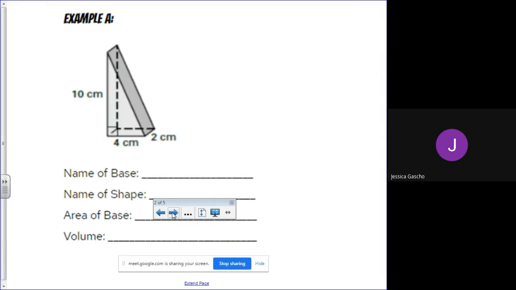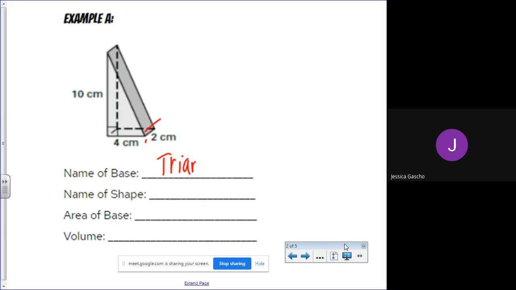So here is our first shape. If we look at that shape, we have a triangle that is being extended 2 centimeters. So the name of the base is a triangle. Since we extended it, we call it a triangular prism.